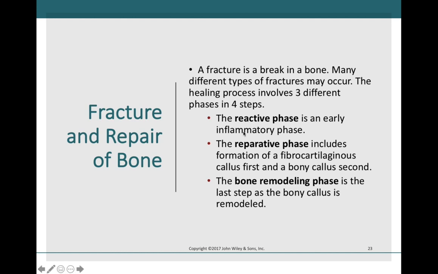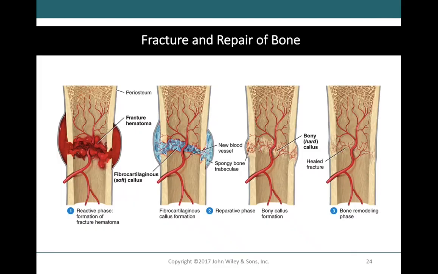We have the reparative phase, where our body is going to start repairing. And there's 2 subphases within this, namely the fibrocartilaginous callus formation and the bony callus formation. Each of these are 2 phases which make up the reparative phase. And lastly is the bone remodeling phase, where we're actually going to put the finishing touches on this bone repair. So let's discuss these phases and see what happens during each.